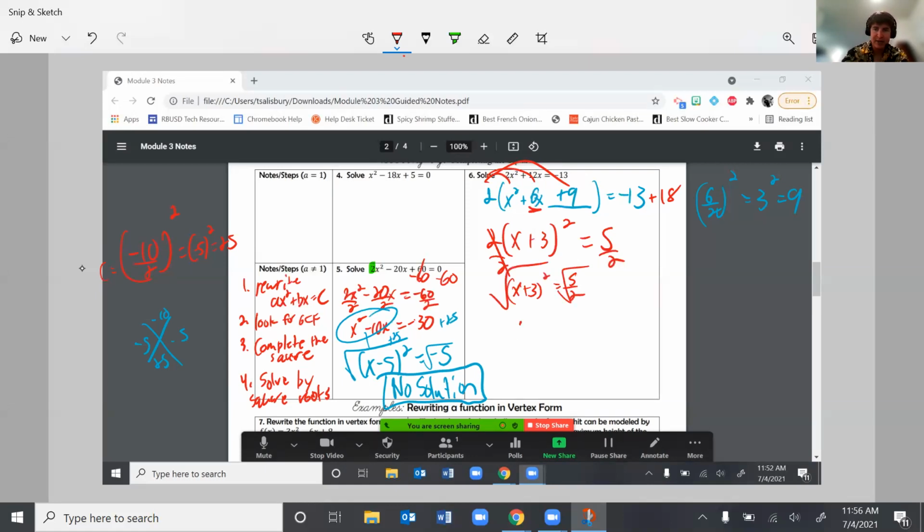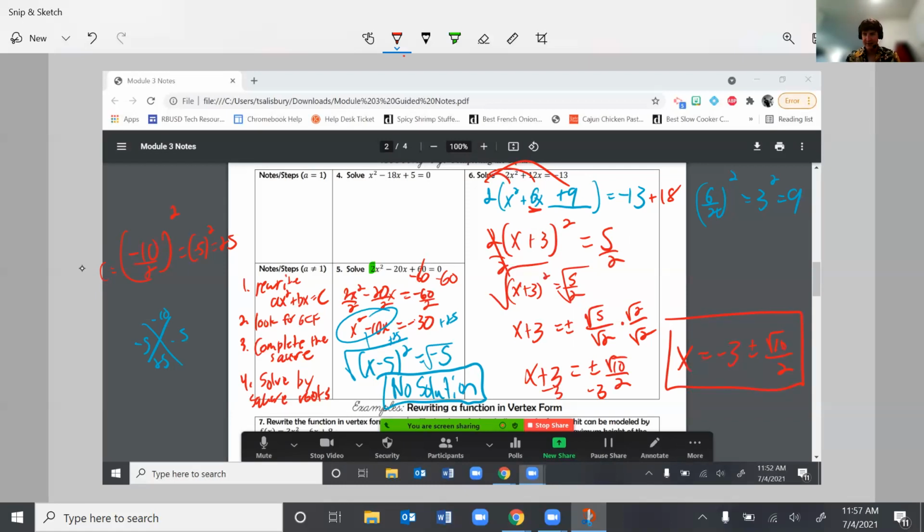Take the square root of both sides. X plus 3 is equal to plus or minus the square root of 5 over the square root of 2. We have to rationalize that. So let's multiply by the square root of 2 over the square root of 2. So x plus 3 is equal to plus or minus the square root of 10 over 2. And then subtract 3 on both sides. So x is equal to negative 3 plus or minus the square root of 10 over 2. So we get one of those weird funky answers again.